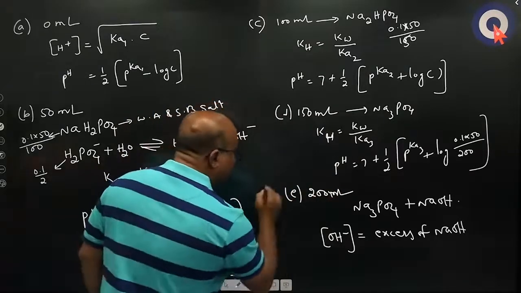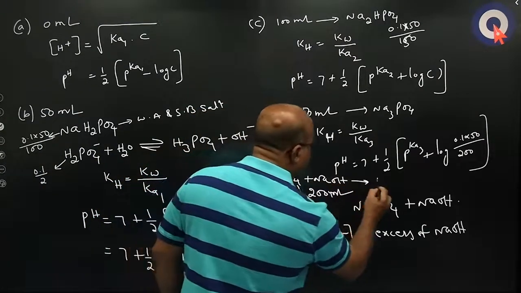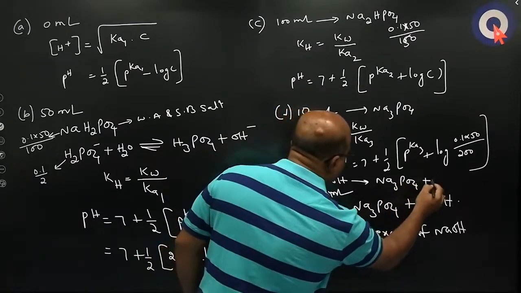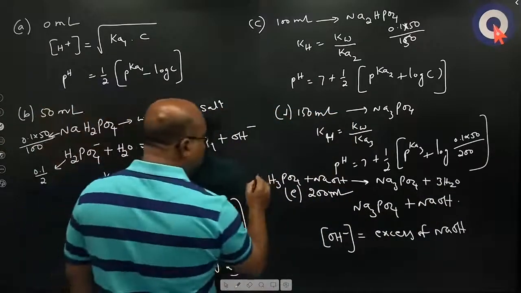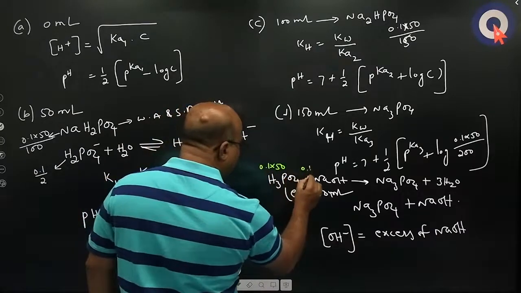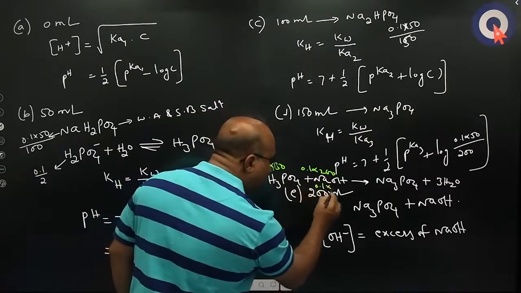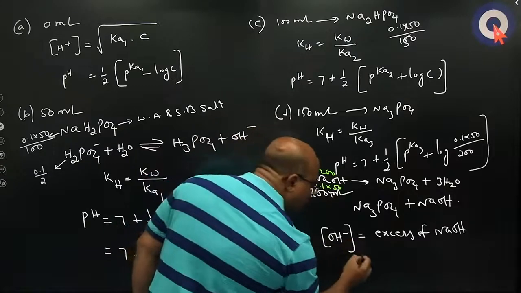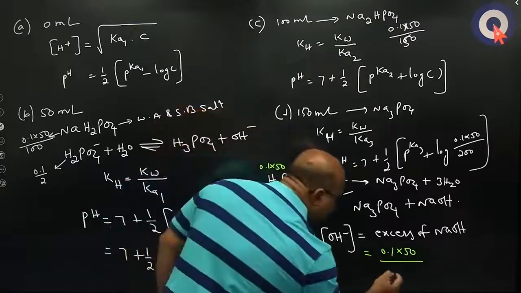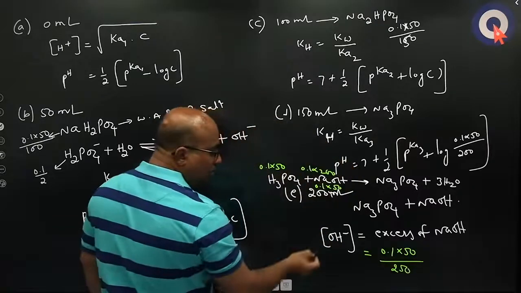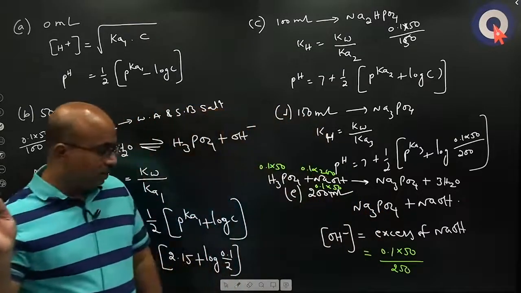Means if it is H3PO4 plus NaOH, you have Na3PO4 plus 3H2O. So how much of this was there? This is 0.1 into 50. This is 0.1 into 200. But how much is consuming? 150 is consuming. So 0.1 into 50 of this is left. So this is nothing but 0.1 into 50 by total volume. That is 200 plus this, that is 250. Because NaOH is in excess, it's the overall OH minus ion concentration. I think clear?